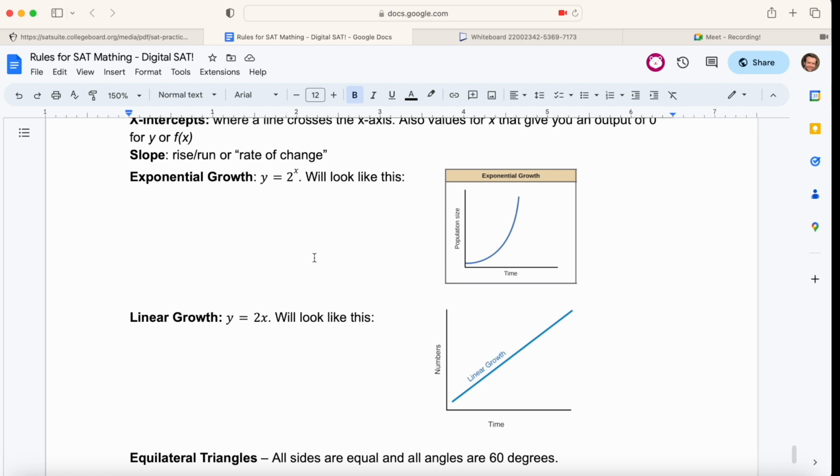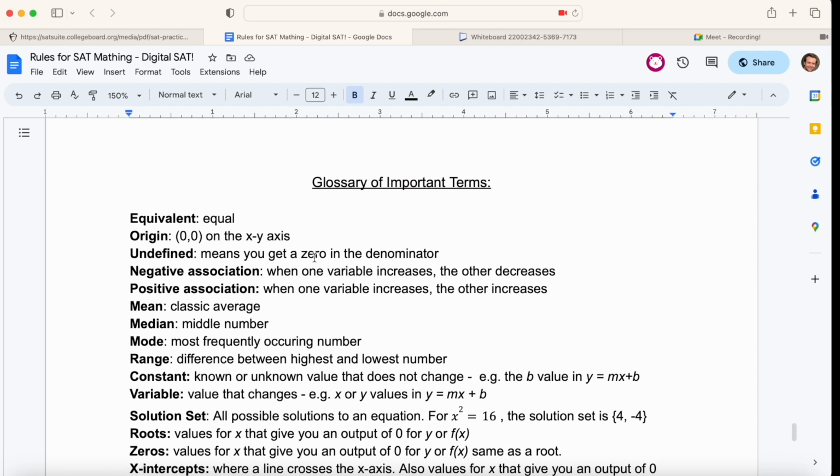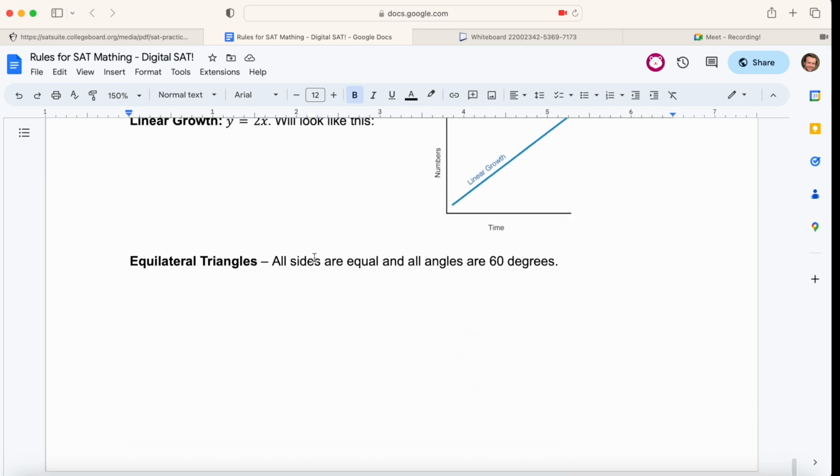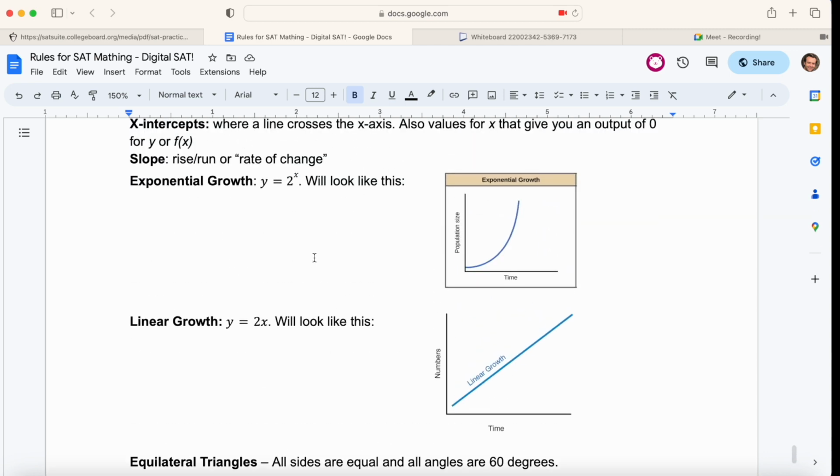It's in the glossary, important terms. Very last page. Just keep scrolling down. You'll see a big exponential curve and a linear line. Do you see it? Go ahead and read the definition of exponential growth through the example at least. I'll give you an example: y equals 2 to an unknown power. It will look like this. So with exponential growth, you're going to get that big curve.